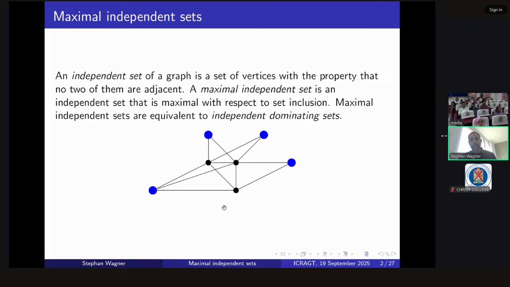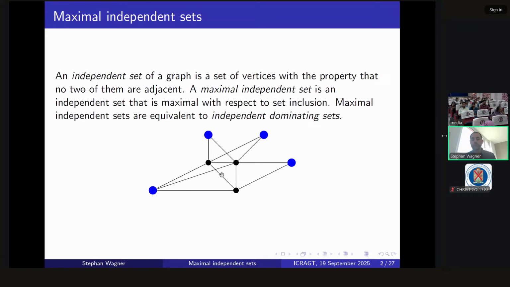Equivalent to the notion of maximal independent is the notion of independent dominating. So an independent set is maximal if and only if it is dominating, meaning that all the elements that are not in the set are at least adjacent to an element in the set. That's the dominating property. All right, so now we will be mainly interested in the number of such sets.